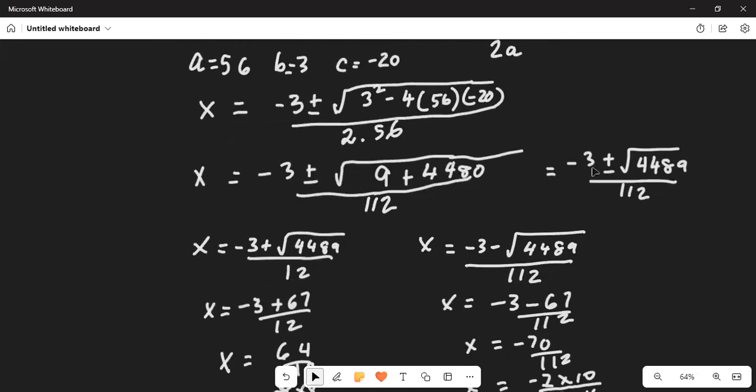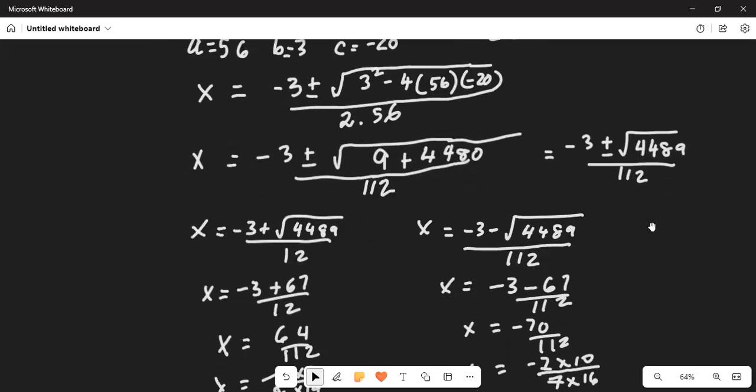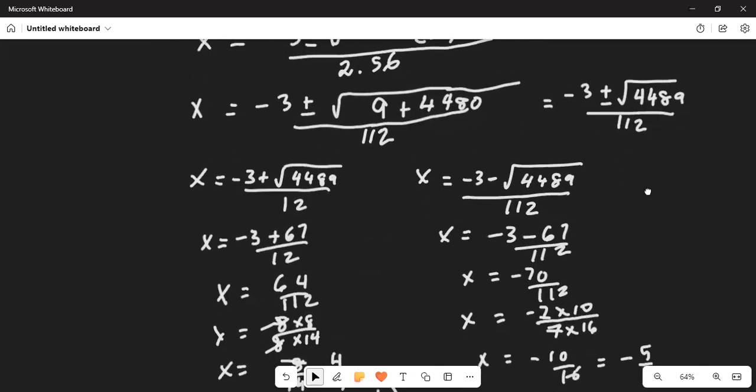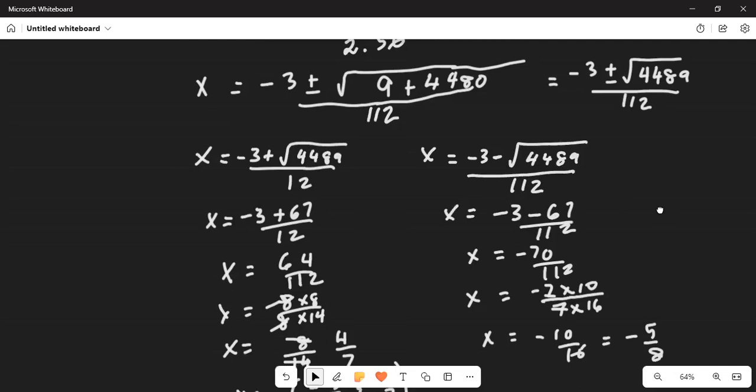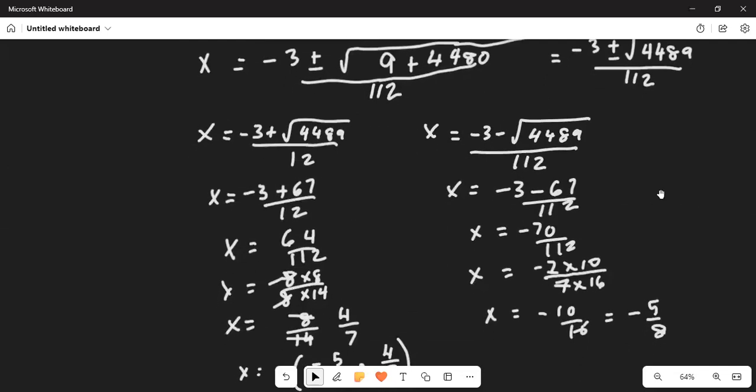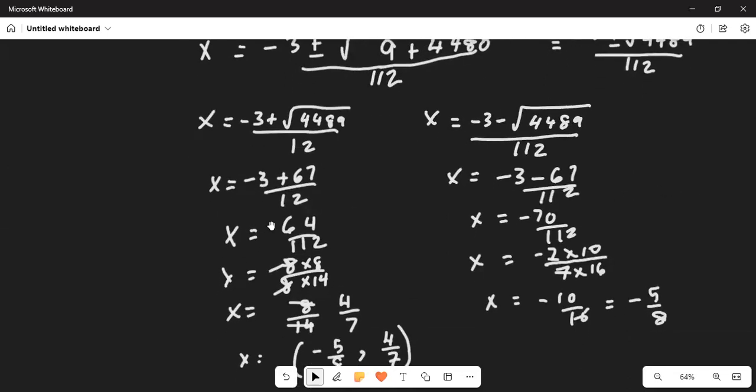So I separate the two solutions. One is minus 3 plus the square root of 4489 divided by 112. The other is x equal to minus 3 minus the square root of 4489 divided by 112. So I use the calculator. The square root of 4489 is 67. So the first solution is minus 3 plus 67 divided by 112, and the second solution is minus 3 minus 67 divided by 112. I wrote 12 earlier, but this should be 112. Let me fix that. This is not 12. This is 112.